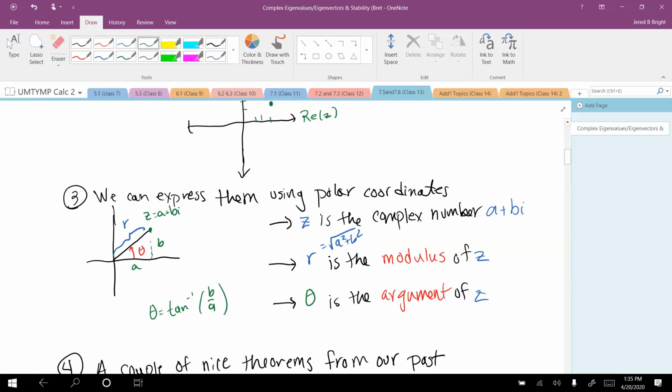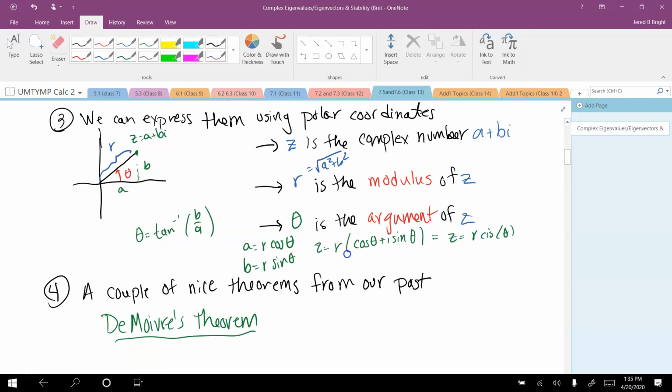Consequently, for the transformation from the complex plane to polar coordinates, we can find that a is r cosine theta, b is r sine theta, and then z we can express as r times (cosine theta plus i sine theta). You might have seen the notation before: z is equal to r cis of theta. It's a common abbreviation, so just be aware of that.